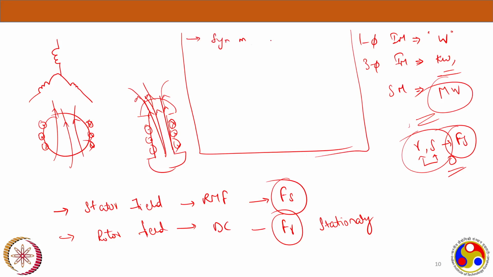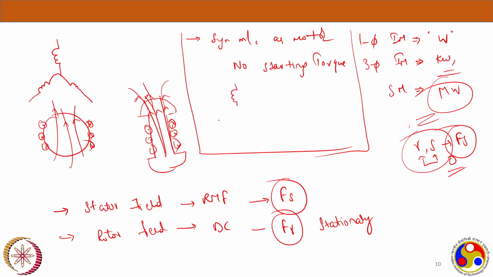Synchronous machine as motor, no starting torque. So now what to do? If this machine has to work, what I should conclude is that the rotor must also rotate physically in the same direction as the stator field with the same speed, right?